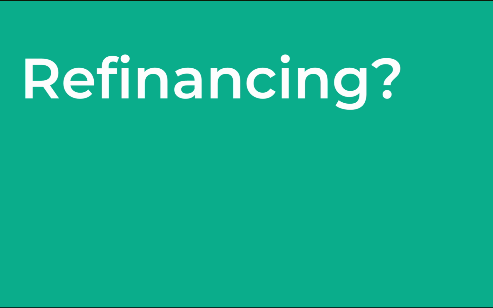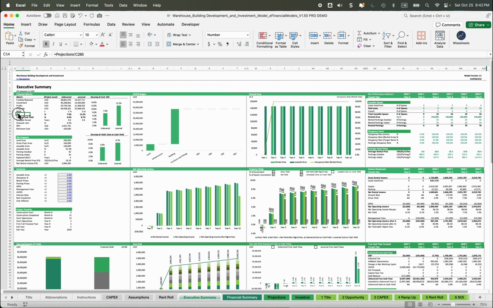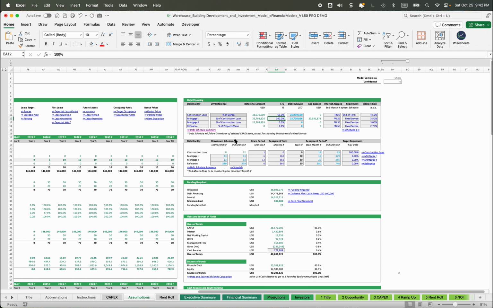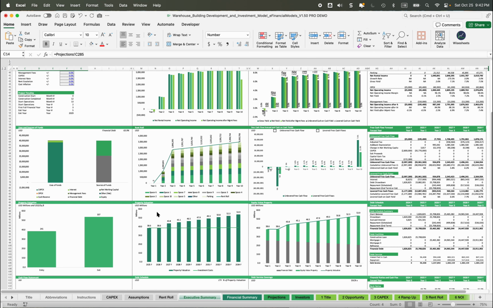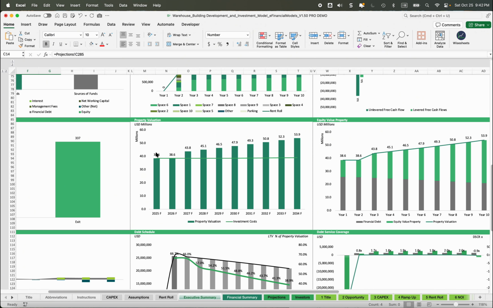Another scenario we want to look at is refinancing. Currently we are projecting these IRRs. This is based on the financing structure where we convert a construction loan into a mortgage, but in effect we have 65% LTV on the initial investment spent. Now the thing is that the property is forecasted to increase in value.